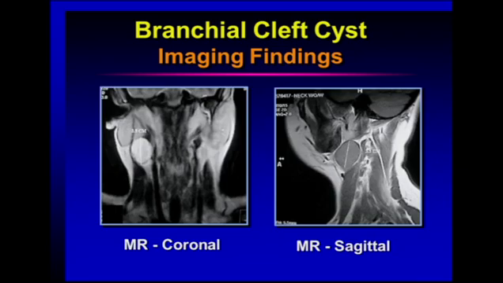The MR coronal and sagittal views more specifically show the location of the mass. On the coronal view, we can see the submandibular gland displaced more superiorly by the mass, and on the sagittal view, the mass lies immediately adjacent to the anterior aspect of the sternocleidomastoid muscle.